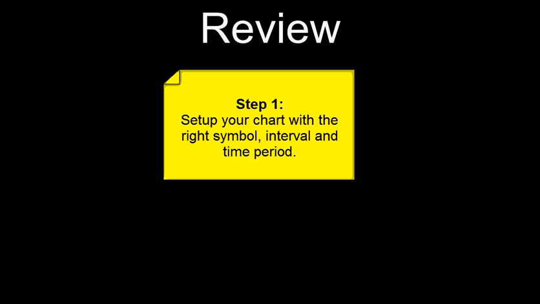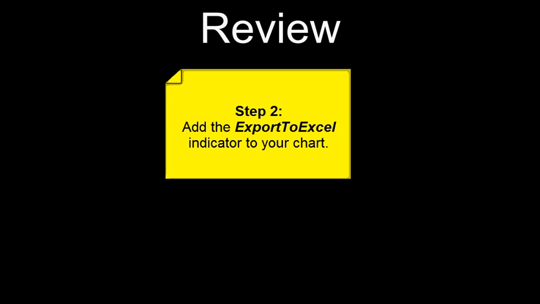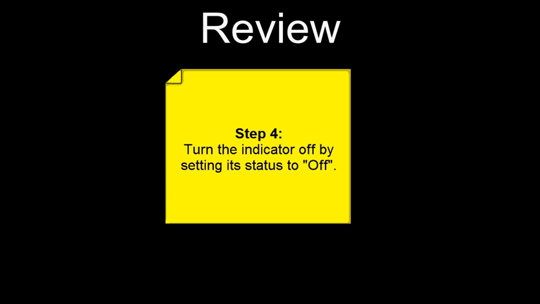Okay, let's review. First, set your chart with the right symbol, interval, and time period. Next, add the Export to Excel indicator to your chart. Set the value of the indicator to 1. That creates the export file. And then finally, turn the indicator off by changing its status to off.